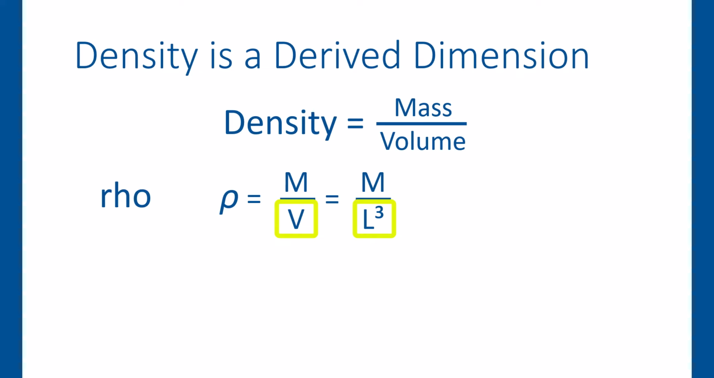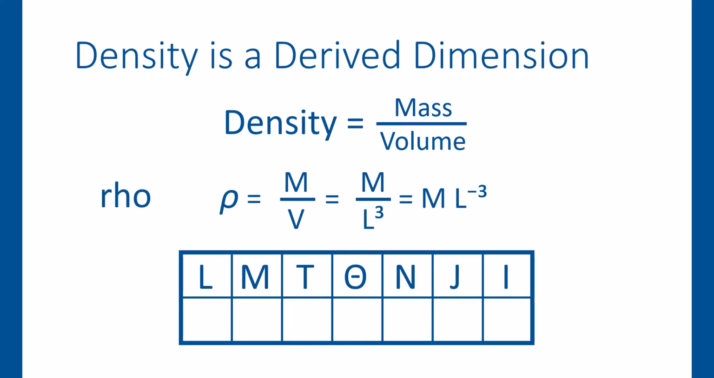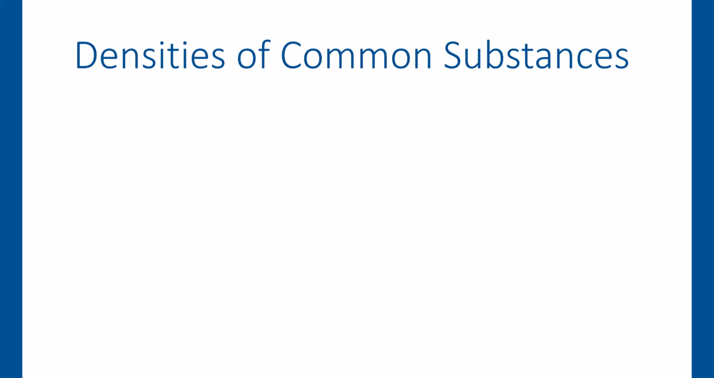Volume is the cube of length, so density is mass over length cubed, or mass times length to the negative third power. To put this in a dimensional analysis chart, use the exponents on the dimensions. Length is raised to the power -3, mass is to the first power, and the other fundamental dimensions are not involved. Here are some densities of common substances.